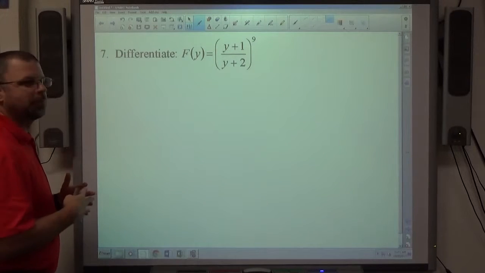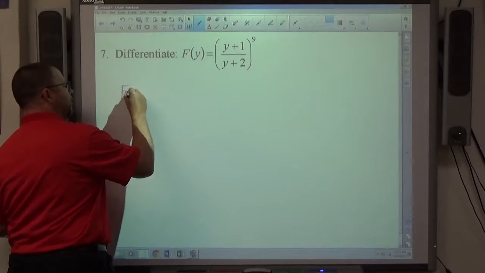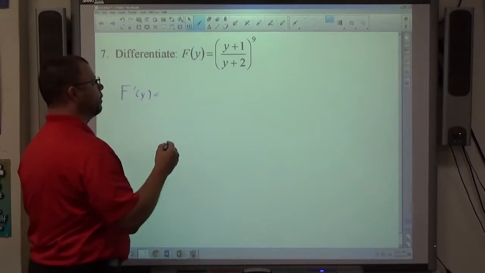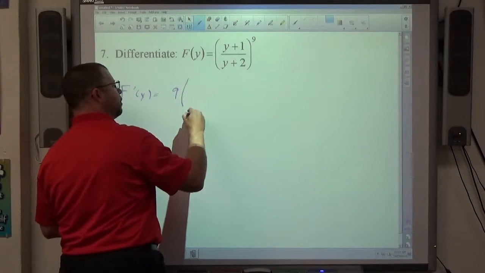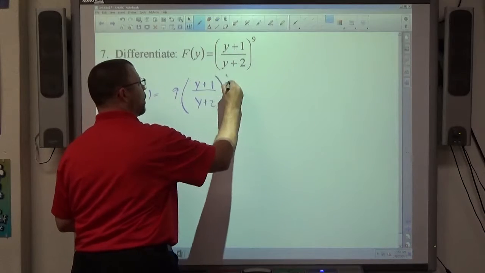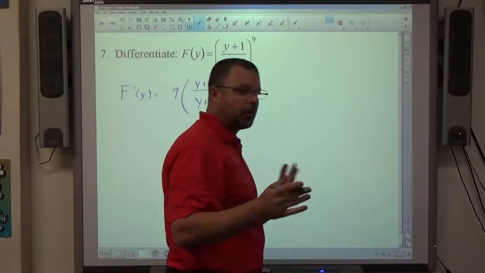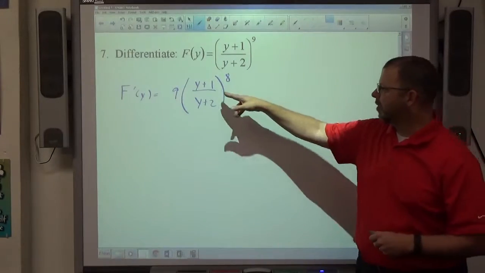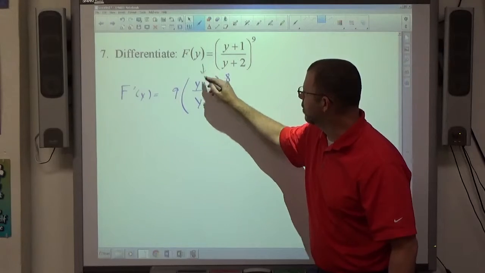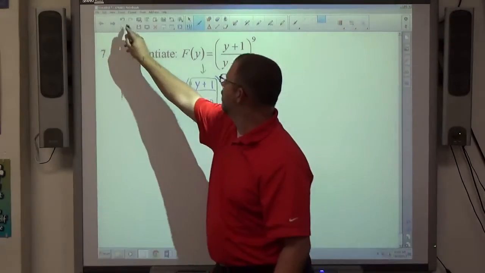I can't make it any simpler than what it is, so I'm going to immediately go to f'(y) equals. And if I do the power rule, I'm supposed to take the power, which is 9, multiply by the same base to one lesser power, 8. And then I'm supposed to multiply by the derivative of the contents of the parentheses. The contents of the parentheses is a quotient, so I have to use the quotient rule to differentiate that. So here's the contents of the parentheses right here. And I'm going to use the quotient rule to differentiate that.